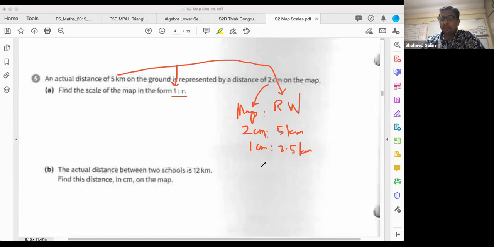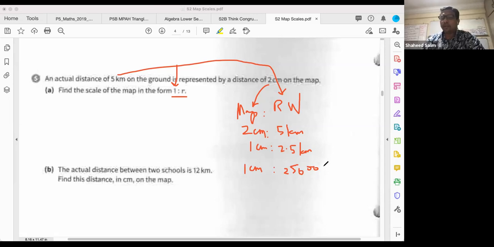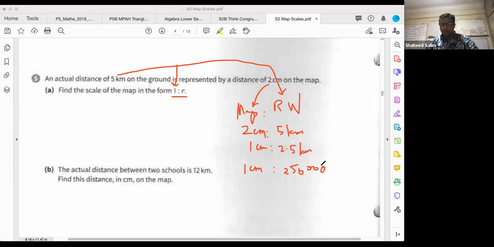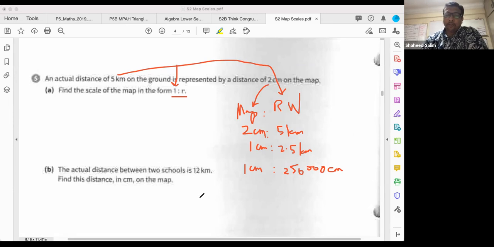Now how many cm do you get? 2, 5, 0, 0. 25,000 or 250,000? I need to check. 25,000. Okay, let's see now.